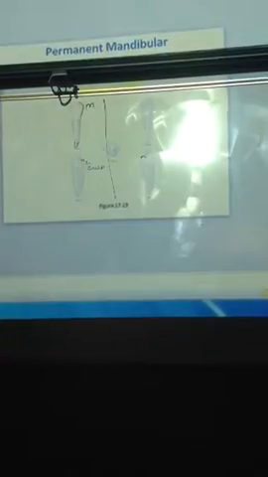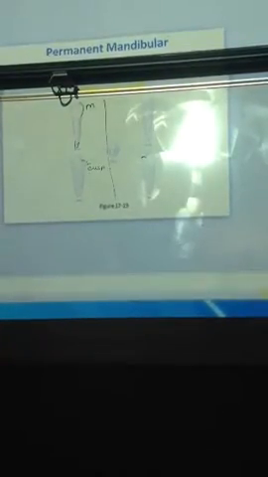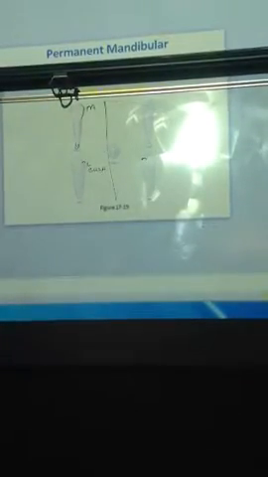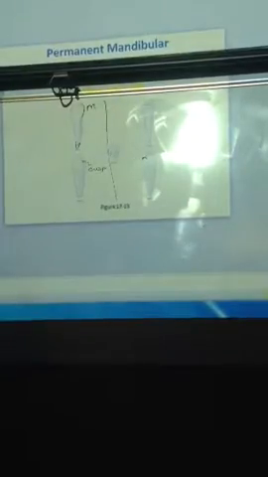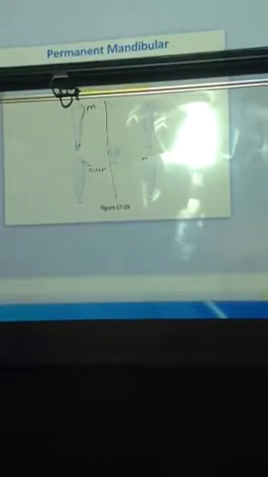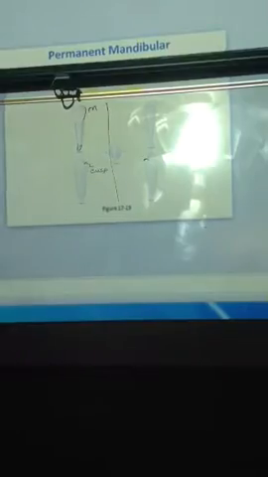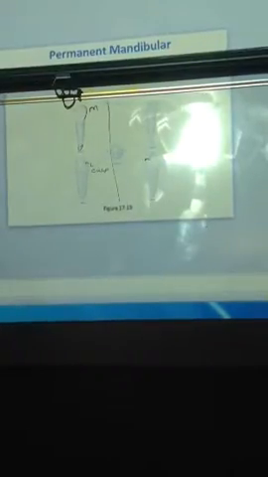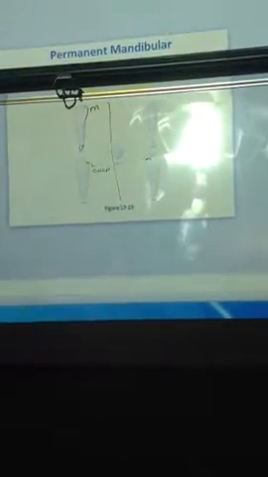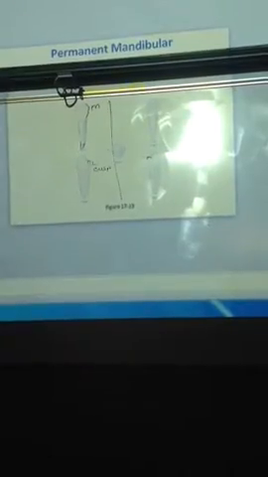And on the mandibular premolars, what distinguishes the occlusal table between a first and a second? The height of the lingual aspect. The height of the lingual aspect.